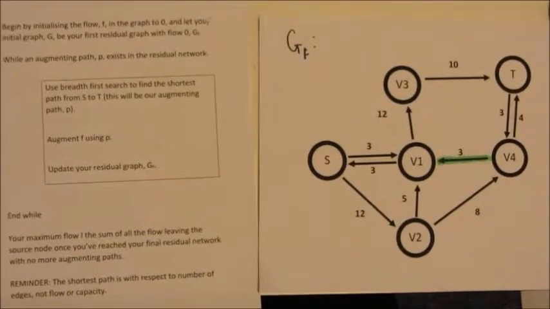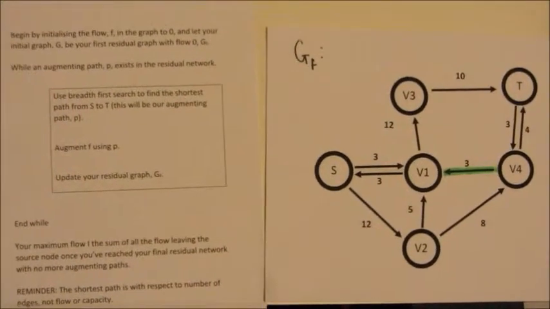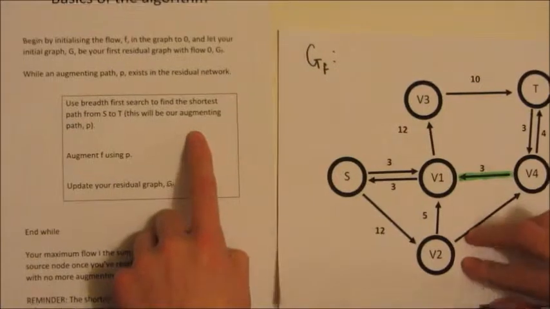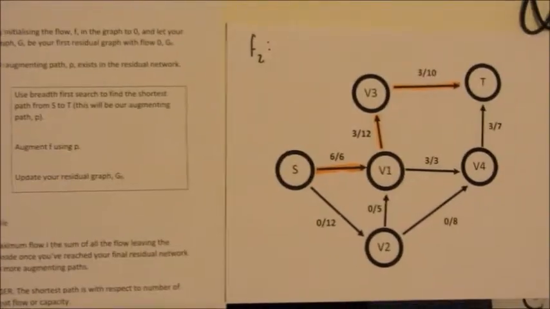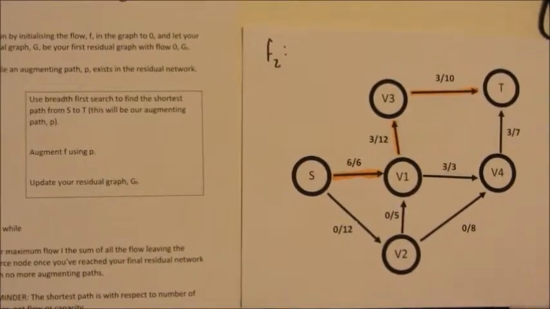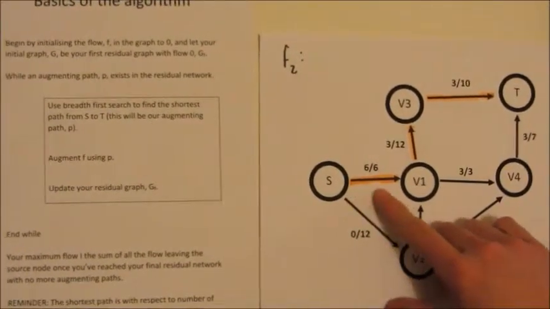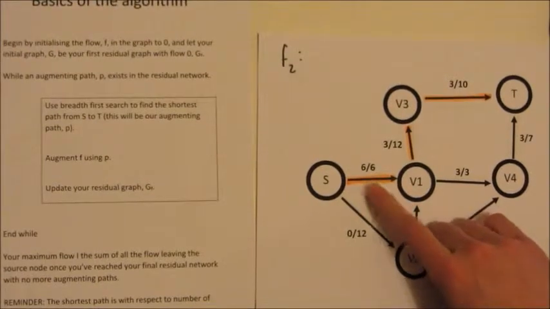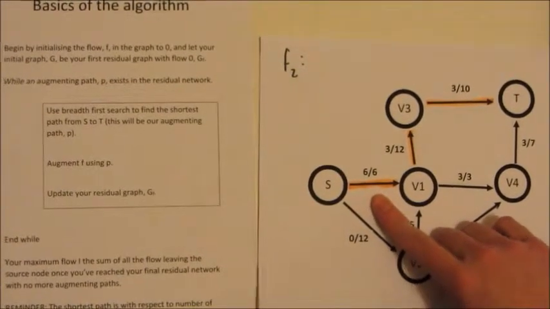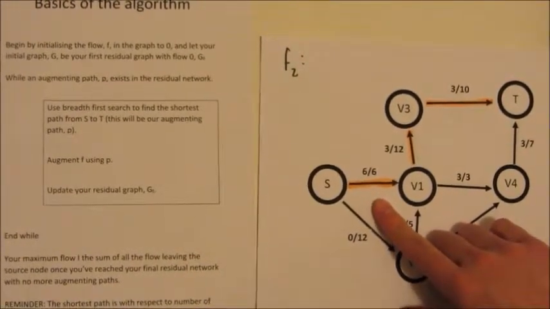Now that we've finished with this residual network, we return to the start of the loop, begin using breadth first search again, and find a new augmenting path. This is our new augmenting path shown in orange. I would just like to quickly point out this edge has now reached its full capacity, 6 out of 6, and so is now the critical edge of this augmenting path.